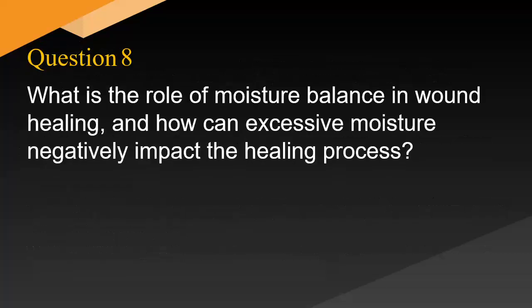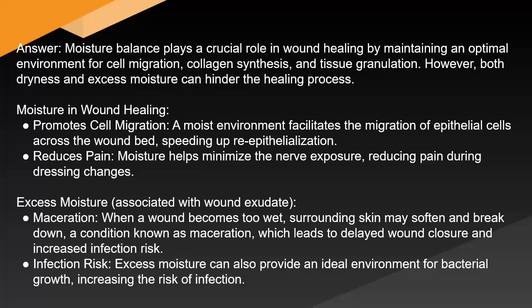What is the role of moisture balance in wound healing, and how can excessive moisture negatively impact the healing process? Answer: moisture balance plays a crucial role in wound healing by maintaining an optimal environment for cell migration, collagen synthesis, and tissue granulation. However, both dryness and excess moisture can hinder the healing process. Moisture in wound healing promotes cell migration.